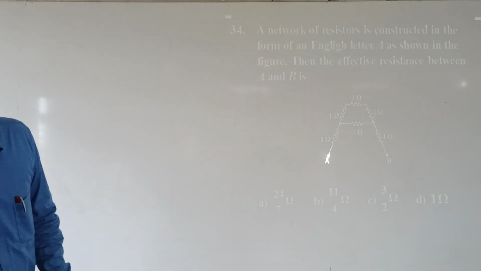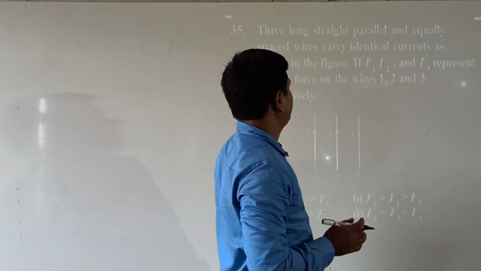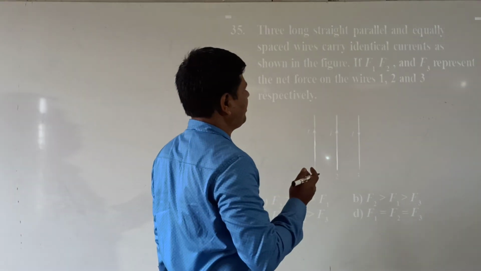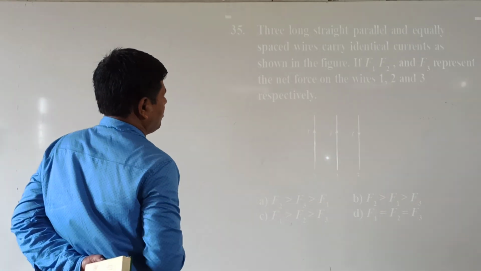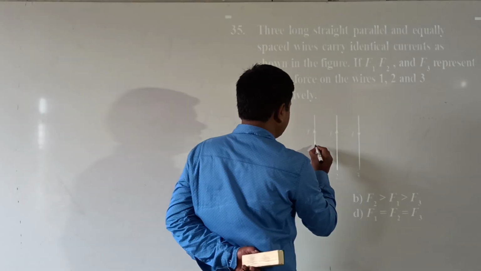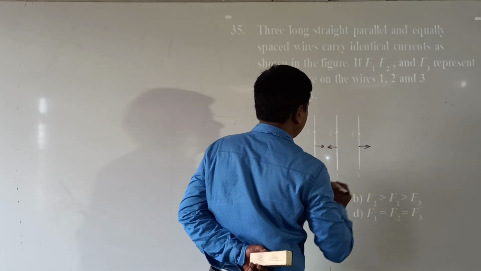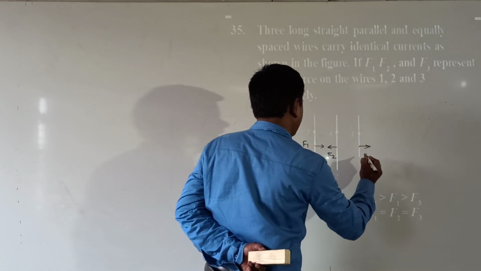Next we go to question number 35. Three long straight parallel, equally spaced wires carry identical currents as shown in the figure. F1, F2 and F3 are the net forces on wires 1, 2 and 3. Between the first two there is an attraction force, and between the other two there is a repulsive force. Now we have to find the net force acting on F1, F2 and F3.